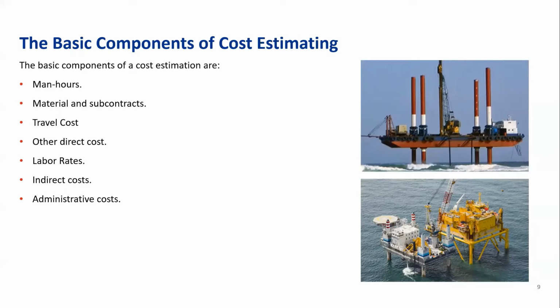Indirect cost is the cost that usually consists of overhead, labor burden, or material burden that cannot be considered a direct cost in the project. Administrative basically means the G&A, which is the administrative expense. So all of these are the basic components of a cost estimate that need to be costed and captured throughout the project.